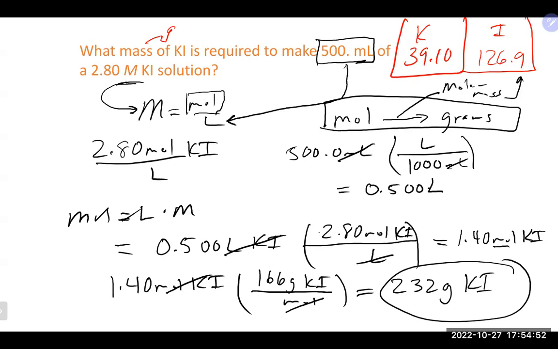So we would take 232 grams KI, dissolve it in some water to make a total volume of 500 milliliters. And what we should have there is a 2.8 molar solution. Any questions on that? That is like pre-lab question number 1 calculation. Exactly. Yes. So any questions on that there? Okay.